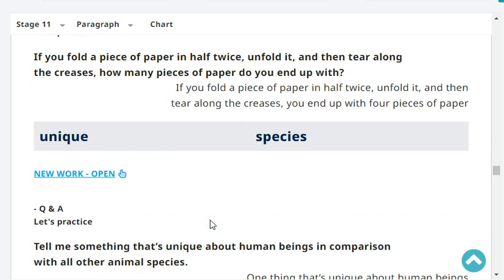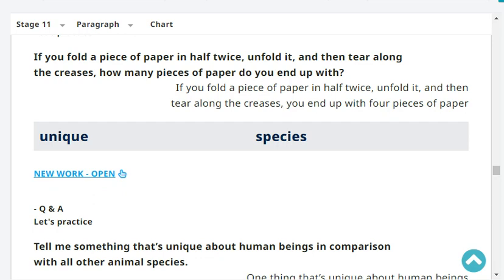Very good. If you fold a piece of paper in half twice, unfold it, and then tear along the creases, how many pieces of paper do you end up with? If you fold a piece of paper in half twice, unfold it, and then tear along the creases, you end up with 4 pieces of paper. And that's the end of our revision.